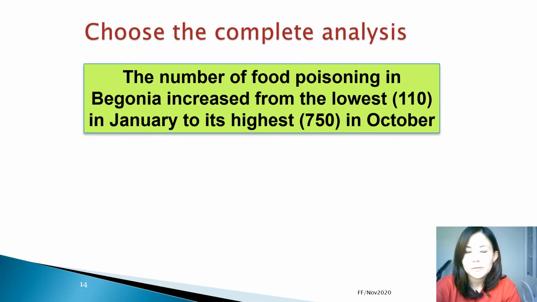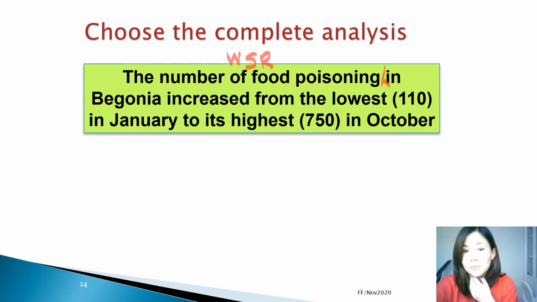Next, how about this? The number of food poisoning in Begonia increased from the lowest 110 in January to its highest 750 in October. Is this a complete analysis? We examine the number of food poisoning in Begonia. Something is missing right here. When you have this as your answer, we call this wrong subject reference. The reference is not correct.